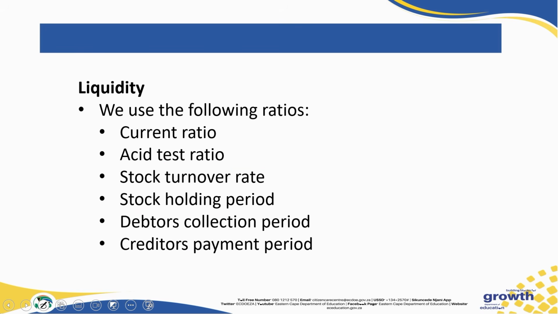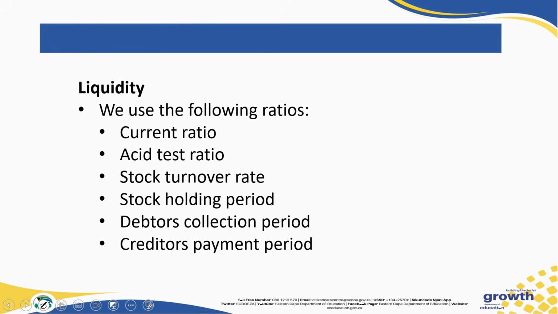Then our next subheading, liquidity. For liquidity, we use the following ratios. We have the current ratio, which is current assets to current liabilities. Acid test ratio, which is the current assets minus inventory to current liabilities. We have the stock turnover rate. We have the stock holding period. So stock turnover, how many times our stock is being turned over for the year. And stock holding, how long do we hold our stock for.